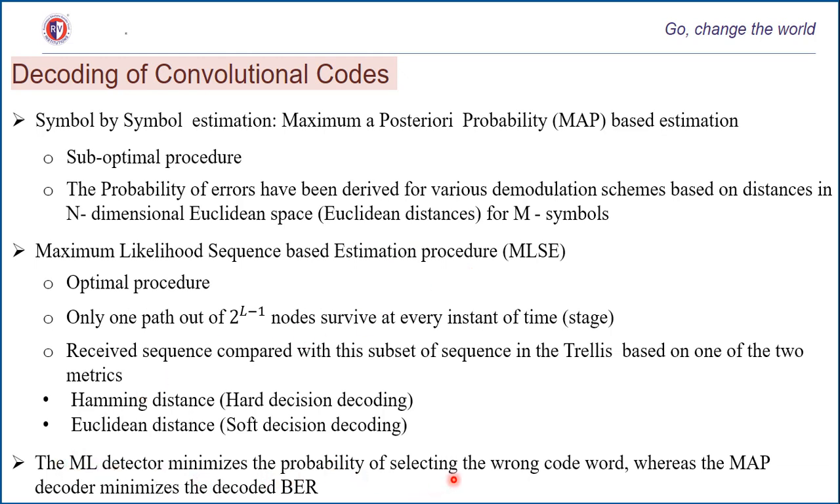The basic difference between MAP estimation and ML or MLSE estimation is that the ML detector minimizes the probability of selecting the wrong code word, whereas the MAP decoder minimizes the decoded bit error rate. Both look very similar to each other, but they have their own mathematical interpretations. So I'll repeat that: the maximum likelihood detector minimizes the probability of selecting the wrong code word, whereas the MAP decoder minimizes the decoded bit error rate. Okay, so basically there are two major types of decoding of convolution codes.